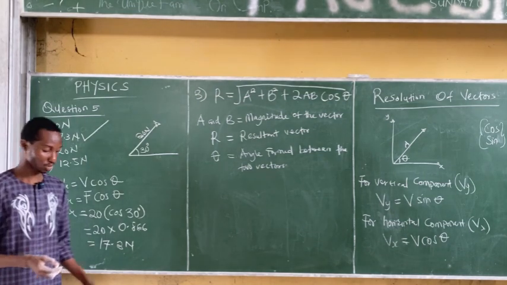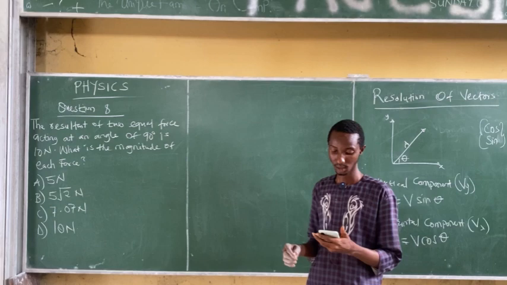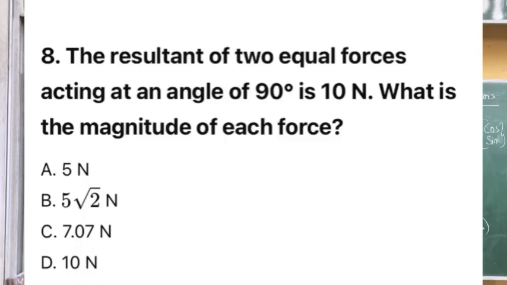Now we'll move on to the next question, question 8. Question 8 says, the resultant of two equal forces acting at an angle of 90 degrees is 10 newtons. What is the magnitude of each force? Option A, 5 newtons. Option B, 5 root 2 newtons. Option C, 7.07 newtons. And option D, 10 newtons. So let's solve and check what is the correct answer.